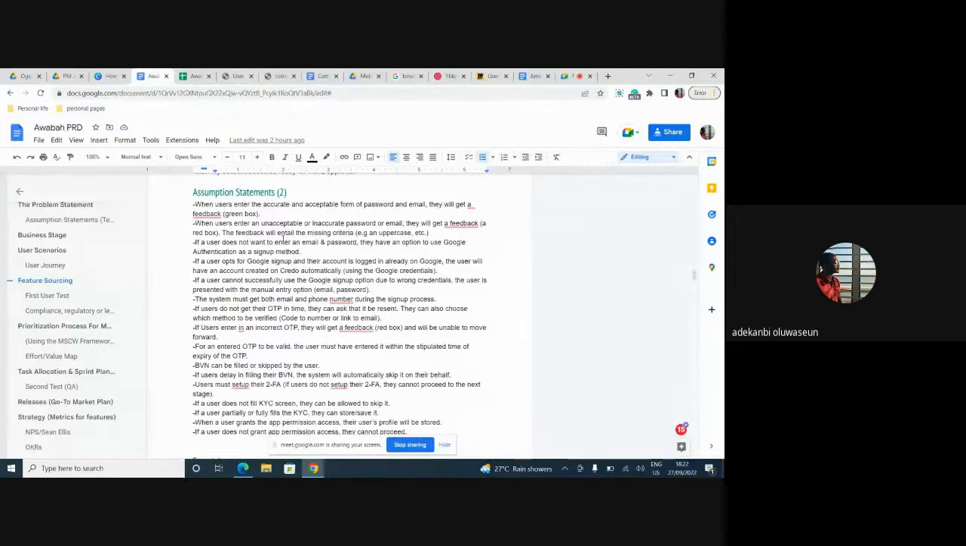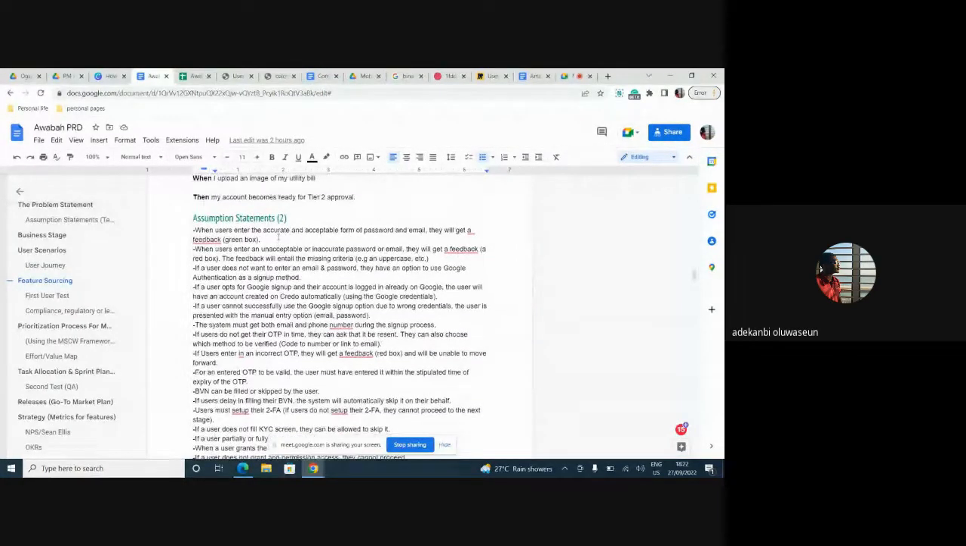Now, this is an example of an assumption statement, right? When users enter the accurate and acceptable form of password and email, they will get a feedback, which is a green box. So the UI UX person is putting this in their design that, okay, if they type in a password that is acceptable, show them a green box. I'm sure you've used, when you're signing up on Facebook, you see that happen a lot, where when you put in the right information, you get a feedback that tells you that, yes, it is acceptable.